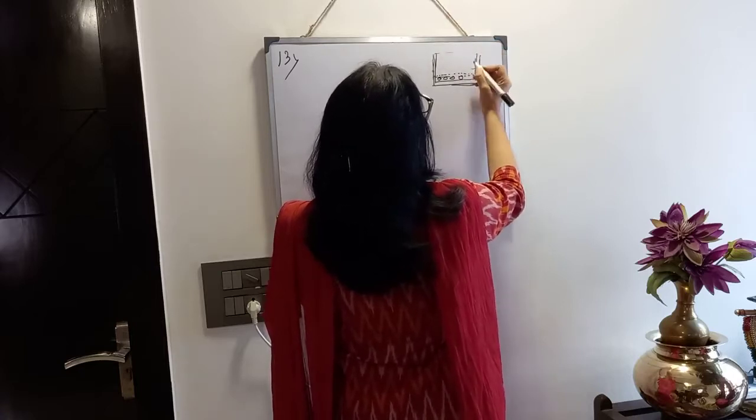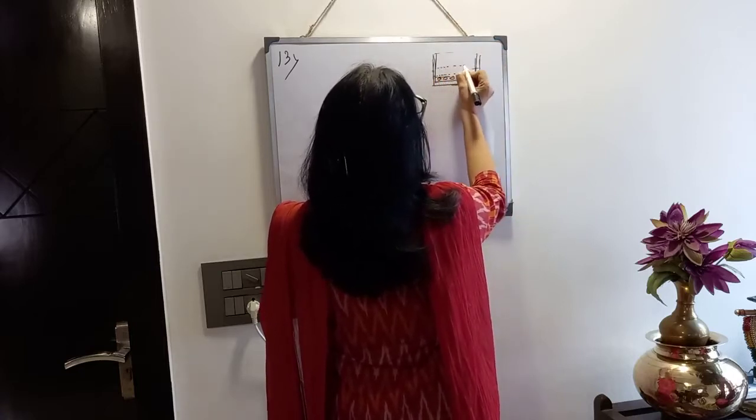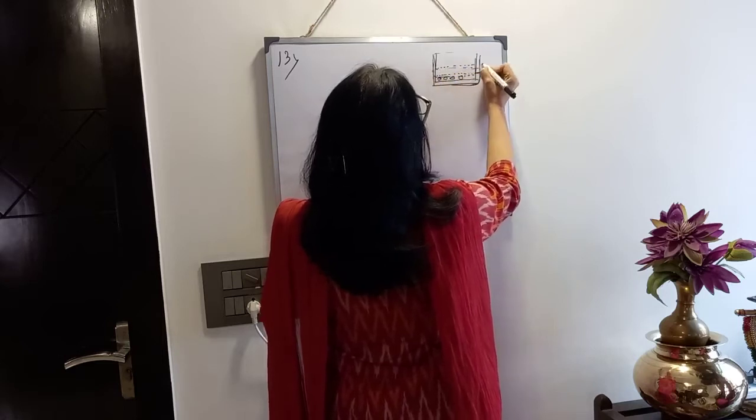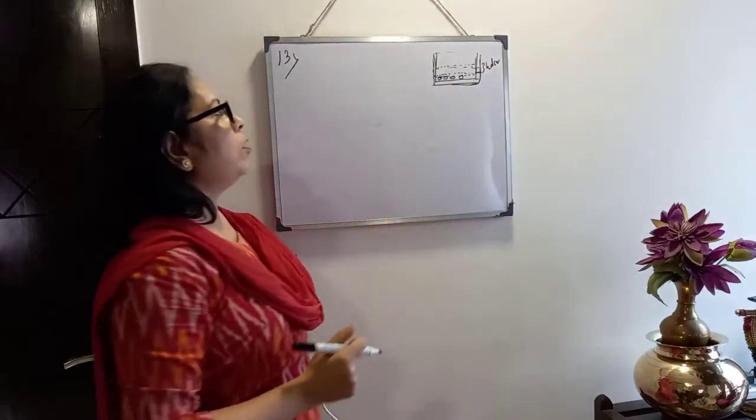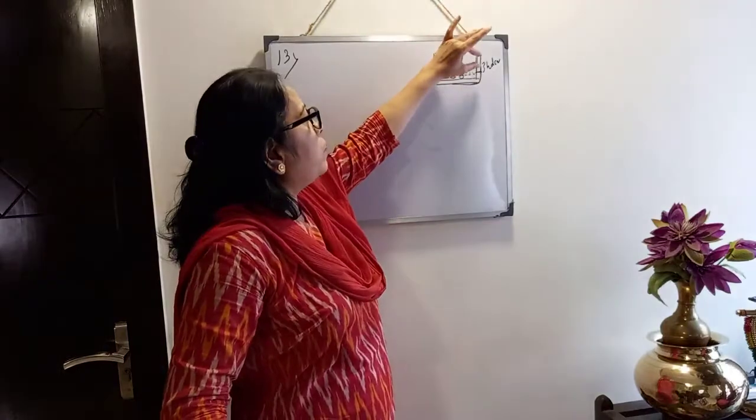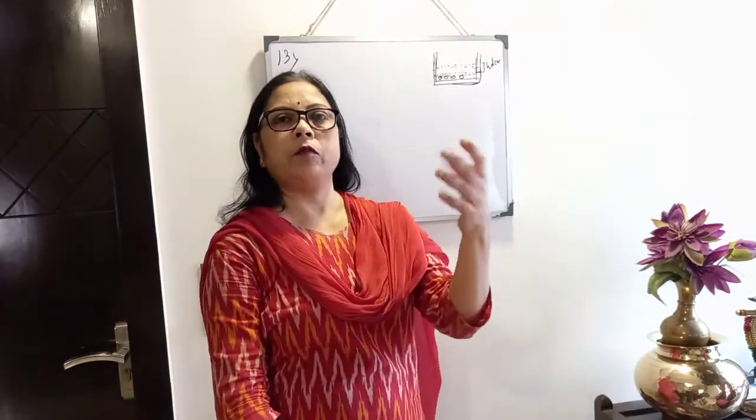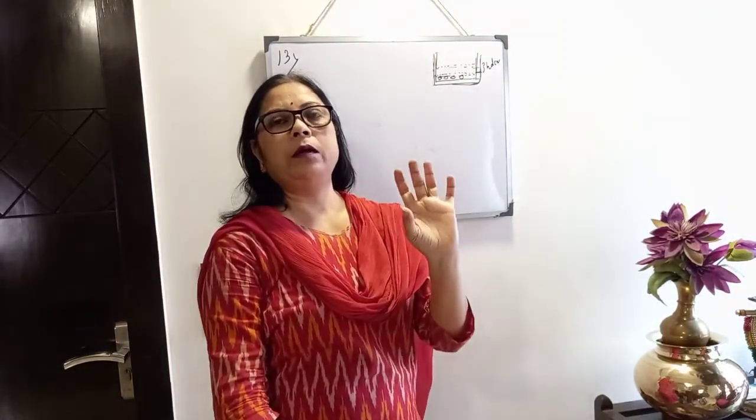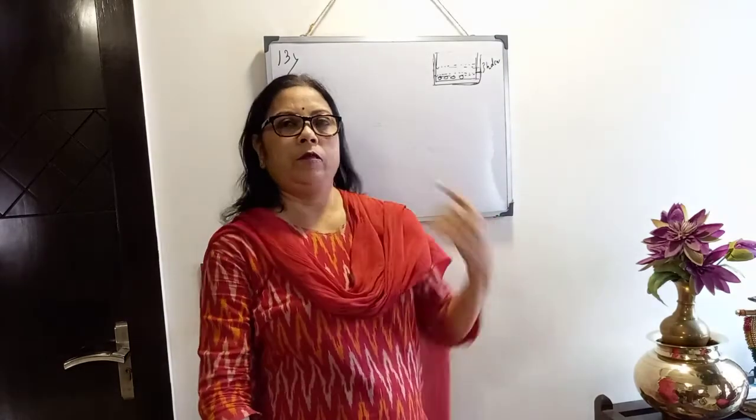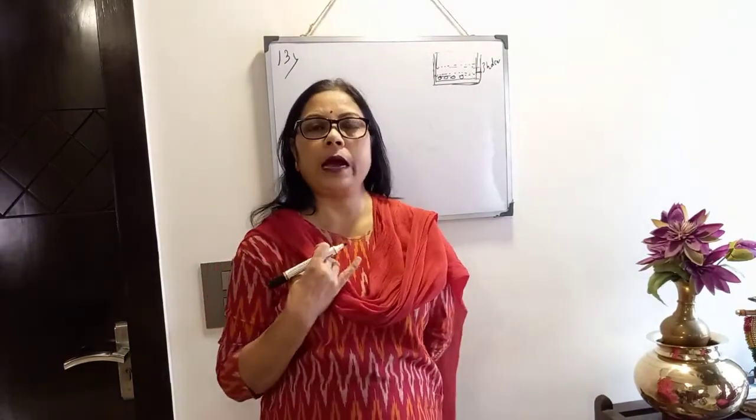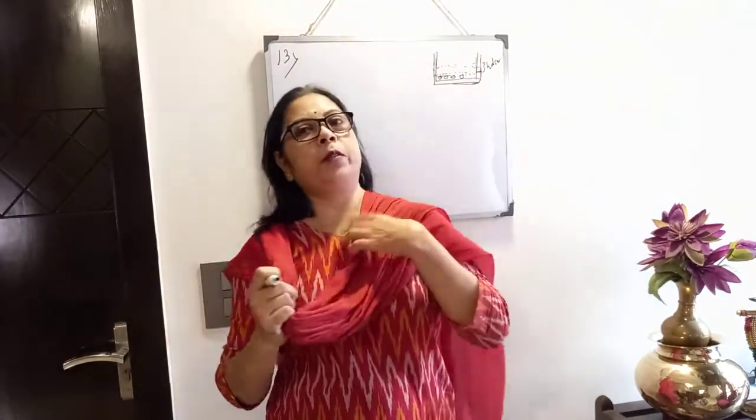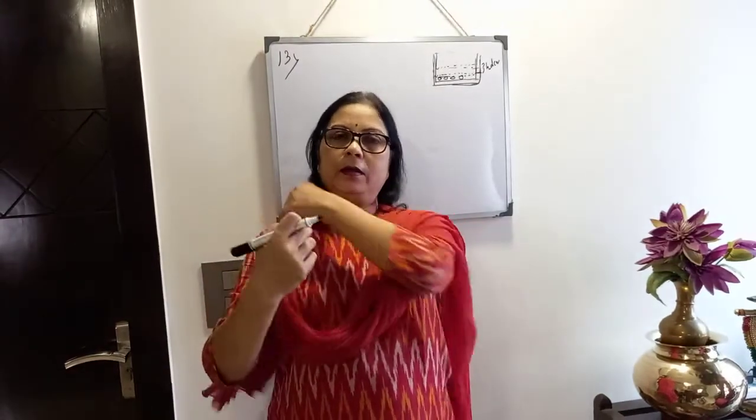Let the increase of water level be H decimeter. You have to calculate that part only: what is the height of the increase in water level. Clear? So here we will use the length and breadth of the tank. We will not use the depth of the tank. Clear?